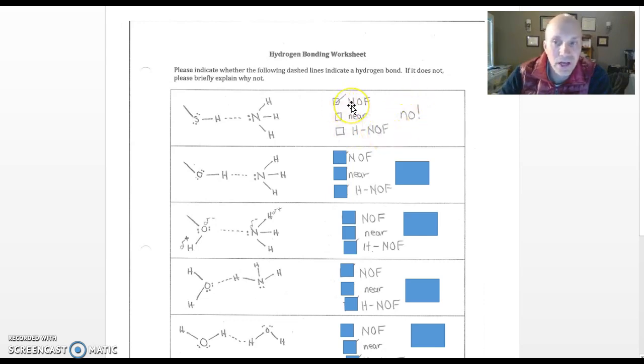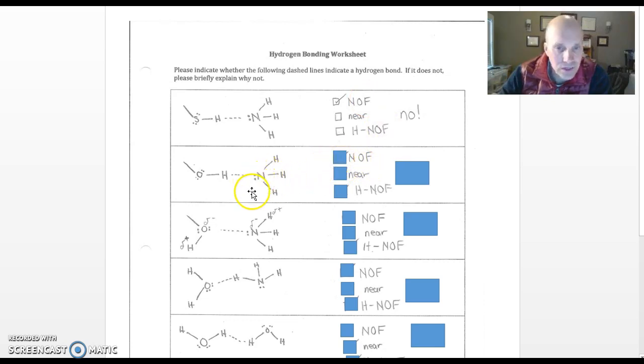Remember, an analogy to this is to think about what allows magnets to stick. We need the north end of one magnet to be near the south end of another magnet. And if you can't check all of those boxes, the magnets aren't going to stick to each other.